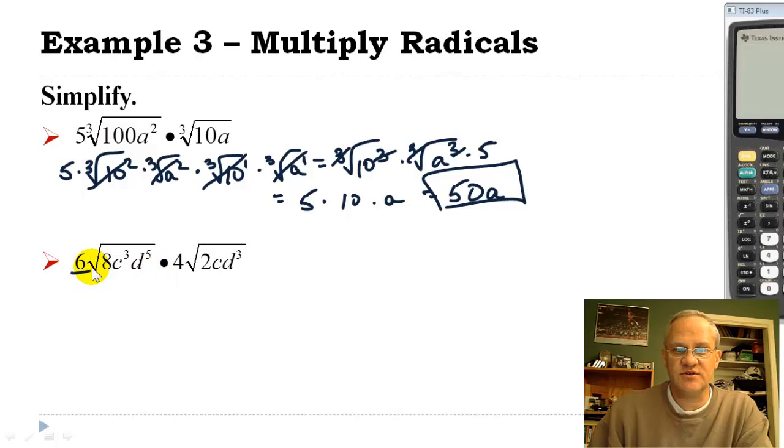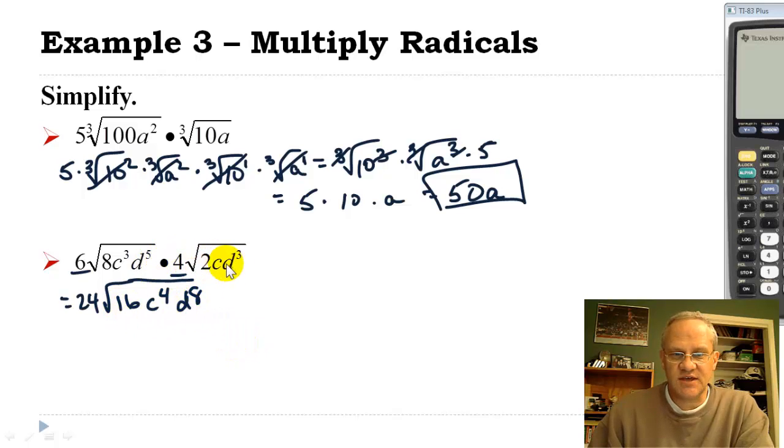So first of all, I'm going to do the outside stuff. 6 times 4 is 24. And then I'm going to go square root of 8 times square root of 2 is square root of 16. Square root of 3 times square root of c to the third times square root of c is c to the fourth. And then we've got d to the fifth and d to the third. That's d to the eighth. So this time it was a lot easier to just multiply the stuff together inside first instead of trying to do this. And again, the cubed root's a little harder.